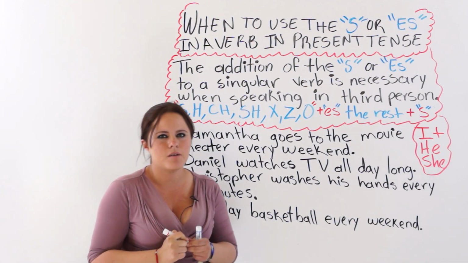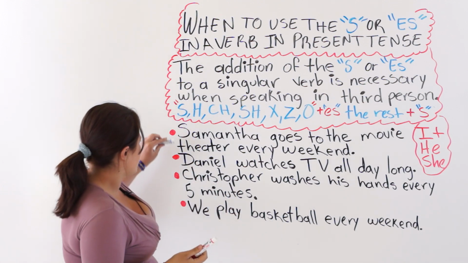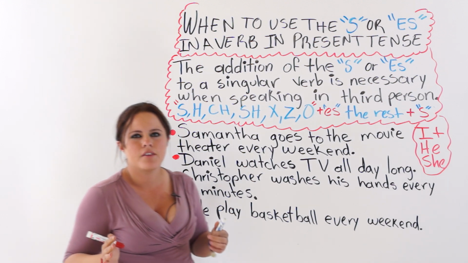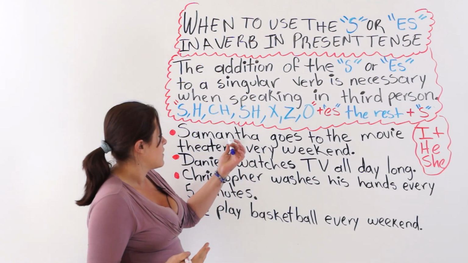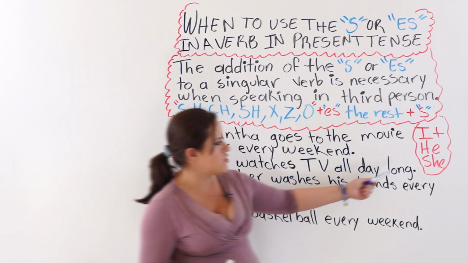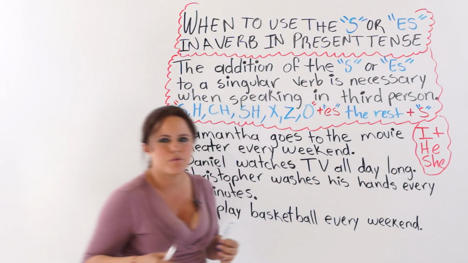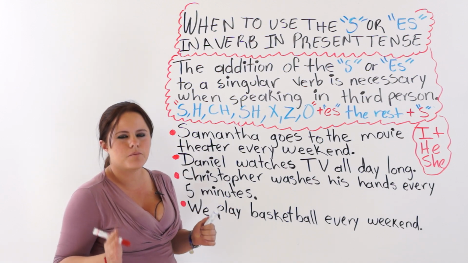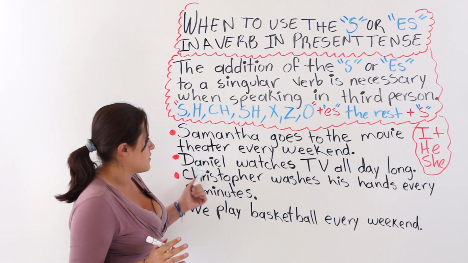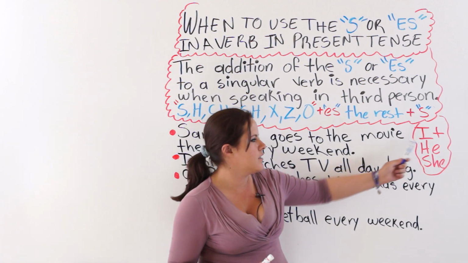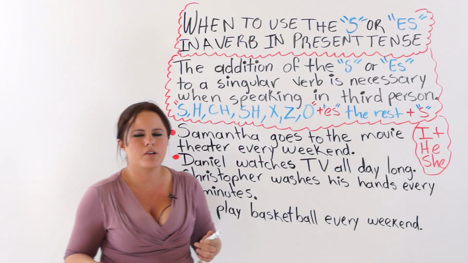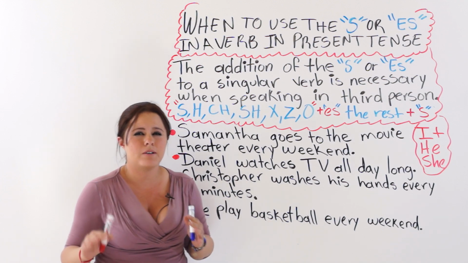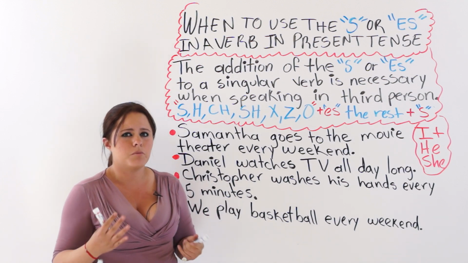So every time you have a subject, for example here Samantha, and you know that the personal pronoun that could replace this subject would be she, you know that you're speaking in third person. Or for example, Daniel, you know that the personal pronoun to replace this subject would be he. Or if you are talking about a pencil, a dog, a cat, you know that the personal pronoun to replace those subjects would be it.